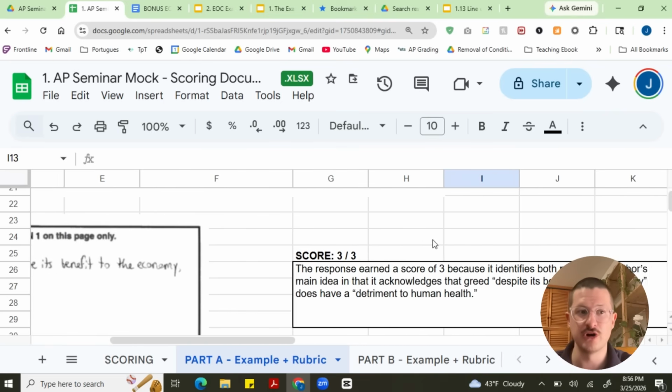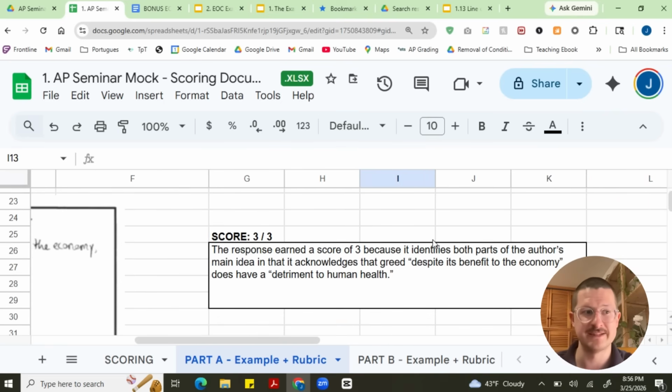The response earned a score of 3 because it identifies both parts and it acknowledges that greed, despite its benefit to the economy, does have a detriment to human health. Okay, there you go. Pretty straightforward. Let's move on to the second one.